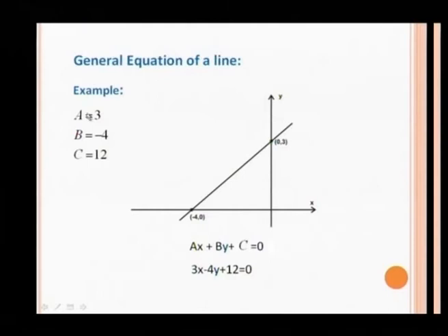For an example, we are given a is equal to 3, b is equal to minus 4 and c is equal to 12. For these intercepts, if we draw a line, a point on the y-axis would be (0, 3) and a point on the x-axis would be (minus 4, 0). You know the general equation of a line is ax plus by plus c is equal to 0. By putting the values of a, b and c, the final form of the general equation would be 3x minus 4y plus 12 is equal to 0.